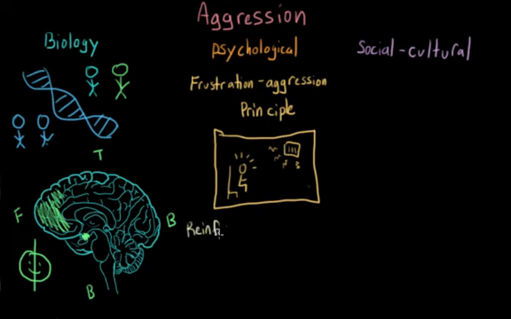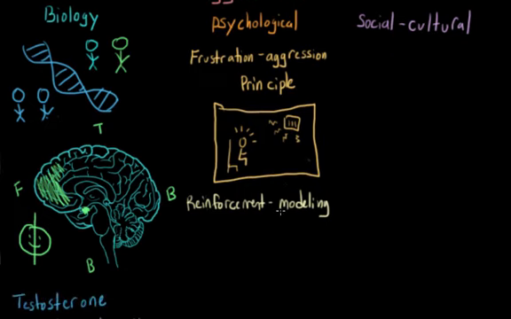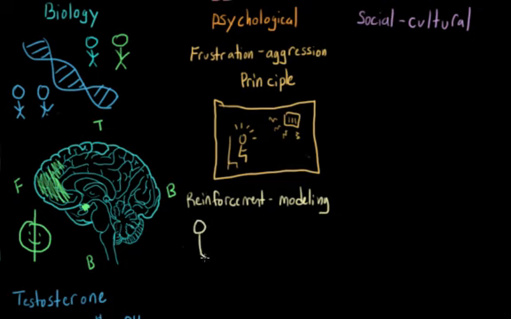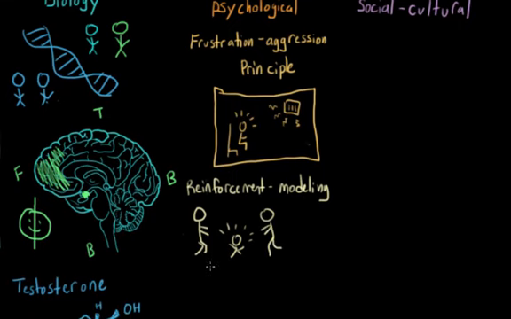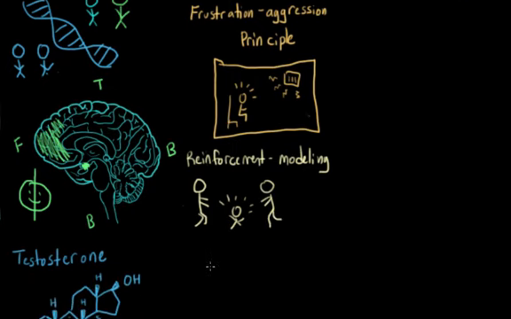We also know that reinforcement and modeling can lead to aggression. In terms of reinforcement, when being aggressive pays off, we're likely to be aggressive again. So parents who reward temper tantrums by giving in to the child's demands are actually encouraging more temper tantrums in the future. Parents can also model aggressive behavior for their children.